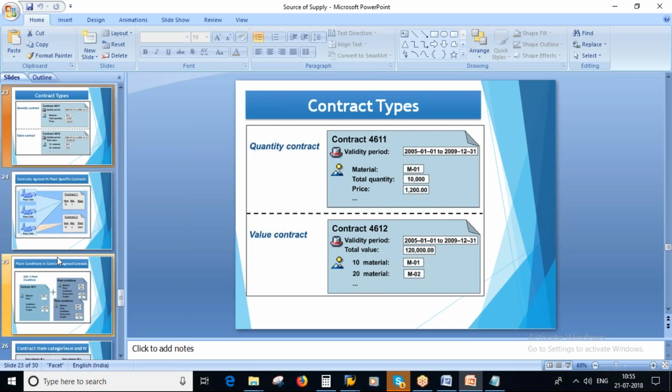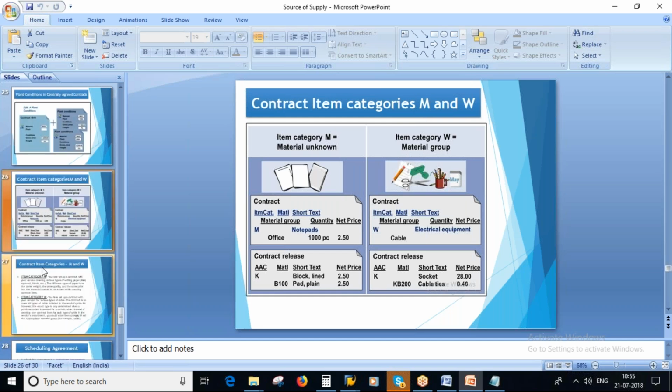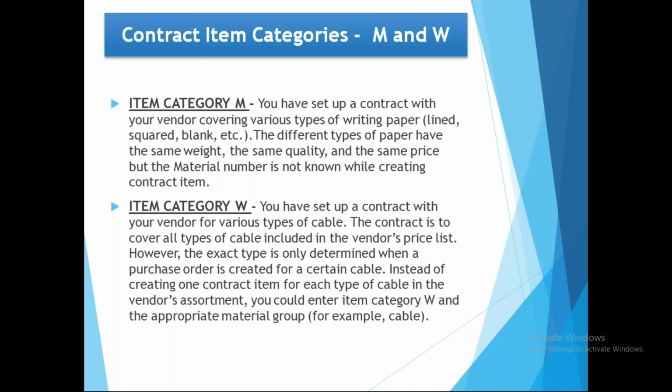Now the next one we will be discussing is creating contracts for the item categories M and W. We already discussed in our previous class what an item category is. Item category M means you have set up a contract with your vendor covering various types of writing paper. In your company you use various writing paper: lined, squared, blank, etc. But the different types of paper have the same weight, same quality and same price.